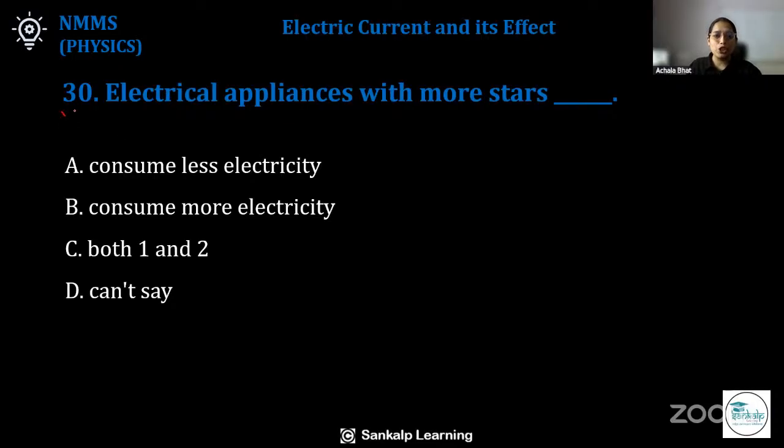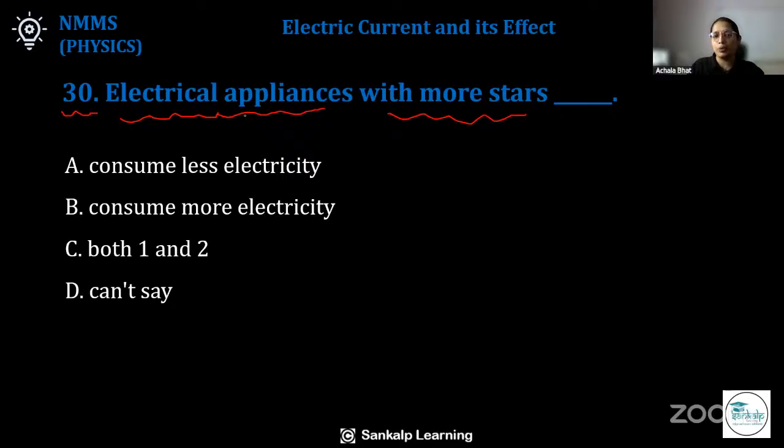Let's see question number 30 of NMMS Physics, chapter Electric Current and its Effect. Electrical appliances with more stars. What are the examples for electrical appliances? Electrical fan, iron box, television, AC. These are some of the examples for electrical appliances.